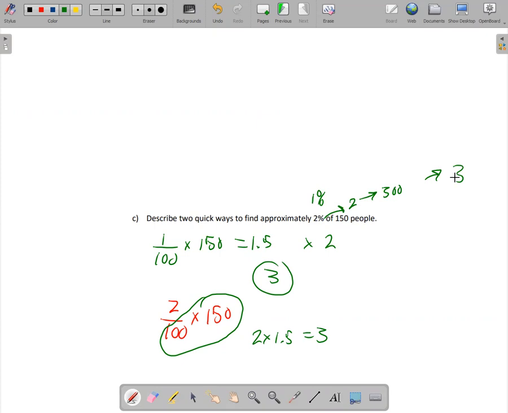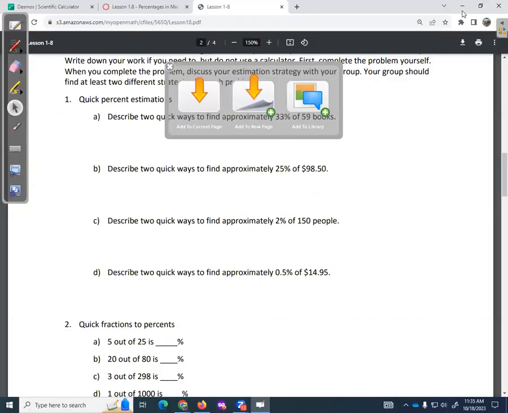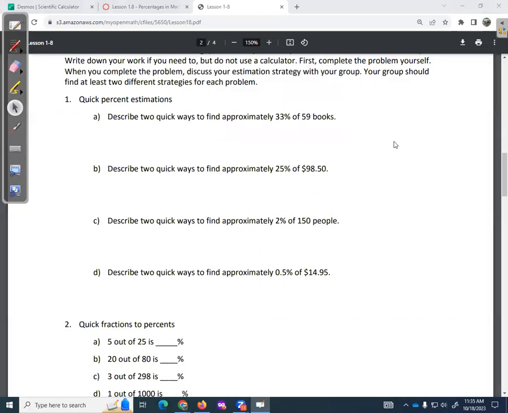Could I find other ways to do it? Probably. But those are 3 slightly different ways that are all related because they give me the same answer. And so your goal on these is to try and come up with a couple of different ways, without using a calculator, to come up with an estimate.